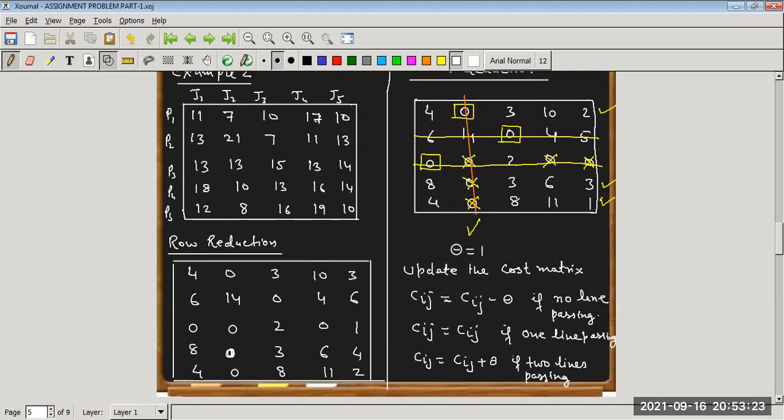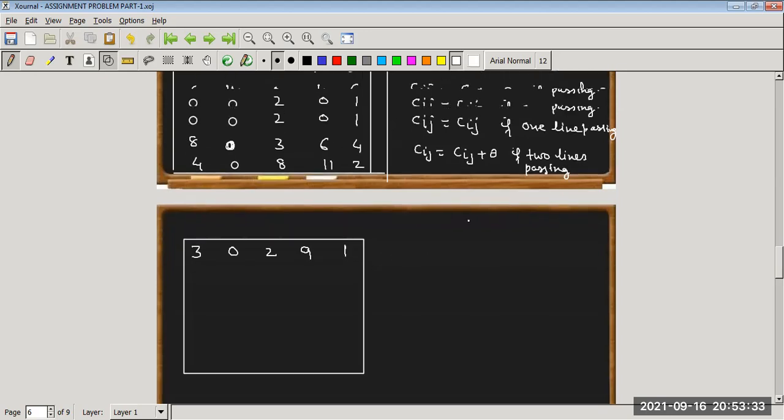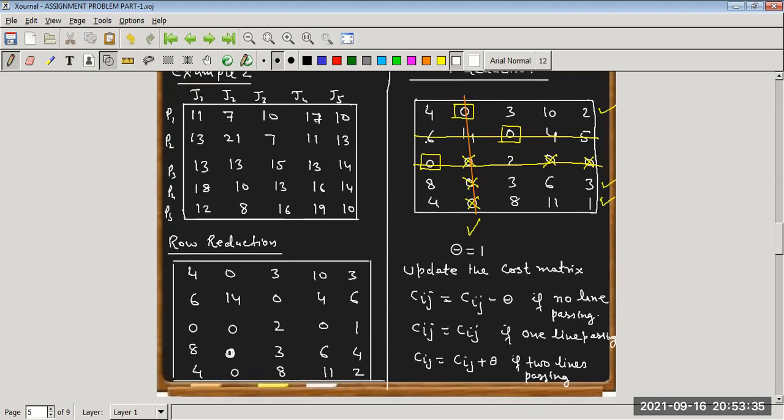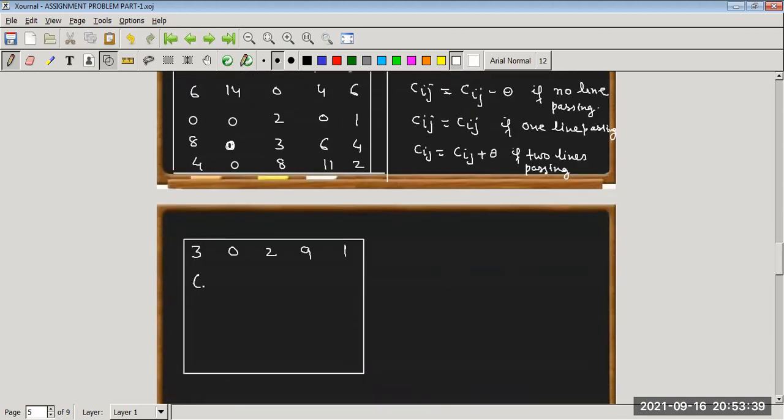And for 3, 10 and 2, no line is passing through them, so we subtract 1 from each element. 3 minus 1 is 2, 10 minus 1 is 9, 2 minus 1 is 1. So it becomes 2 9 1. Now one line passes through 6, so we write 6 as it is.